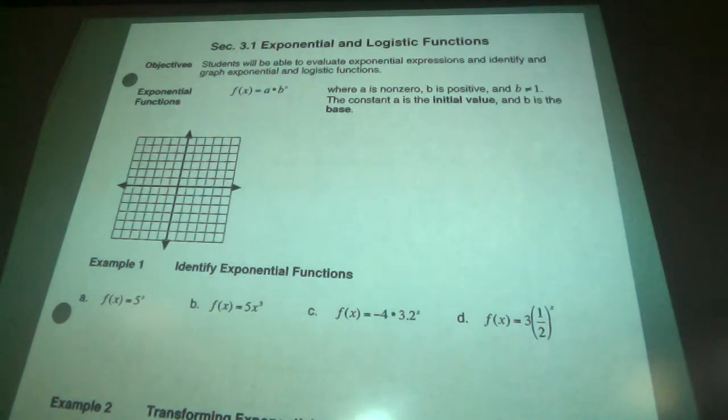So we're going to look at exponential and logistic functions today. There are 2 of your 12 basic functions. So we're going to also look at transformations associated with the exponential.